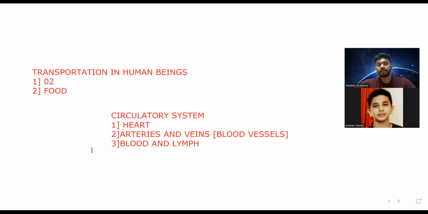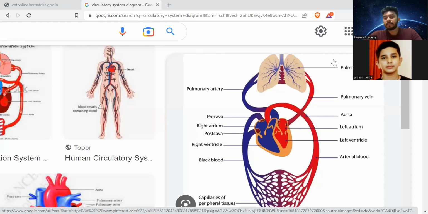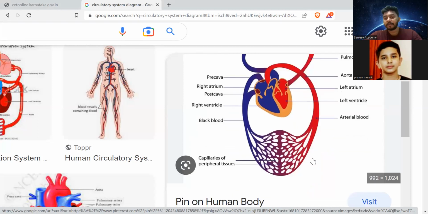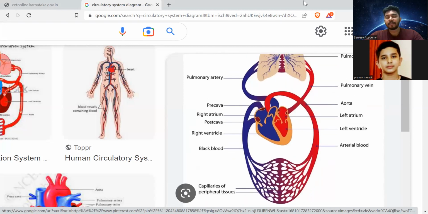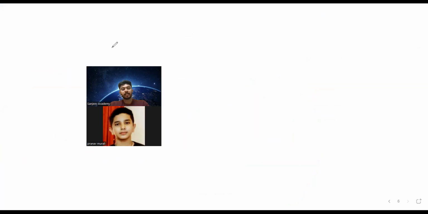So let me take the circulatory system. We can see in the circulatory system mainly the pulmonary capillary, pulmonary artery, the vein, the aorta, the left atrium, the right atrium, the vena cava. Vena cava is also there, but in the diagram I can't show it to you. Then we have the right ventricle, left ventricle, then the arterial blood, the black blood, and the capillaries of peripheral tissues respectively. It looks like a complex diagram, but it's not that complex. So this I will write down for better understanding. The circulatory system in human beings.